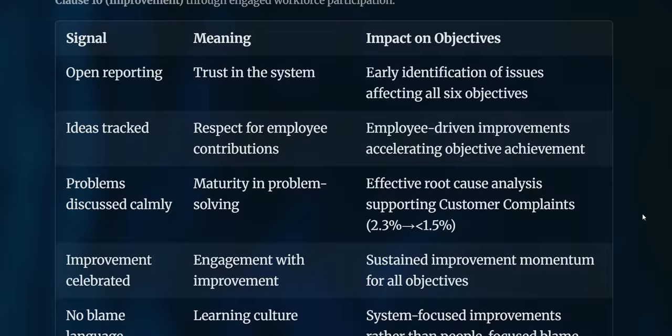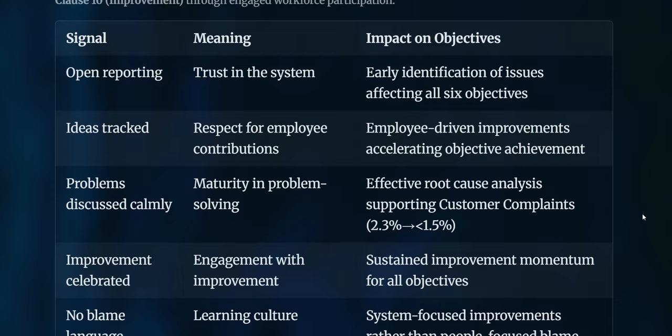The third signal, problem discussed calmly. That means there is a maturity in problem solving. The impact this approach has on our objectives include effective root cause analysis supporting customer complaints reduction.